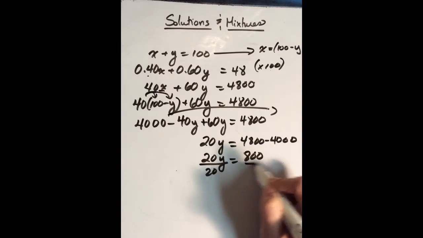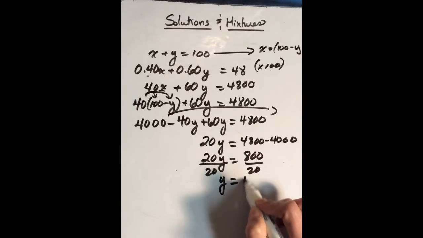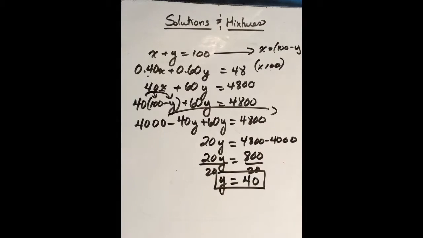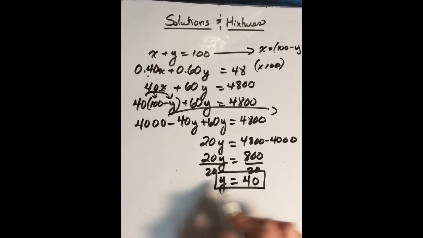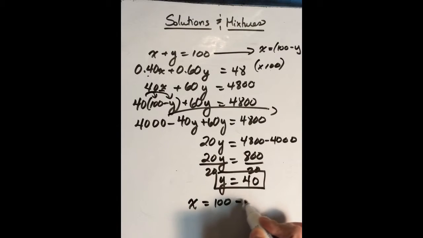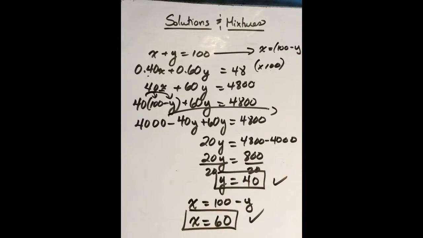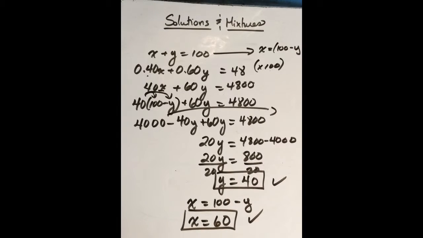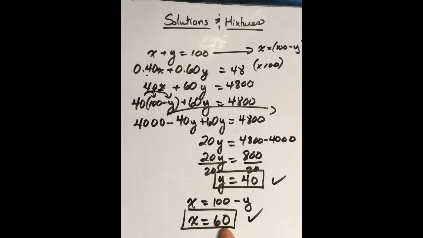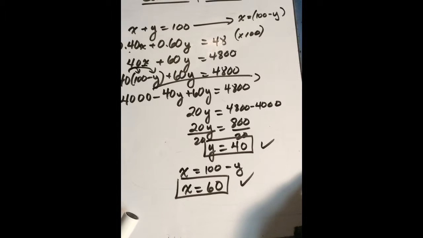And divide both by 20. Y is equal to 40. And now that we know that Y is equal to 40, because X is equal to 100 minus Y, which we have up here, we now know that X is equal to 60. And there you have it. The variables have been solved. So we would need 60 liters of the 40% and 40 liters of the 60% in order to create our 48% solution of 100 liters.